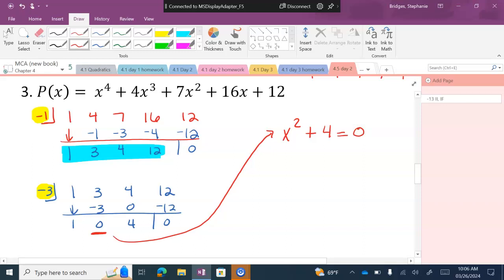And that is very similar to number 1, right? Once we got our answer, I have x squared plus 4 equals 0. Would I try to factor that, or can it factor? No. But we can do it with our perfect squares, right? How do I get rid of that 4? Subtract it.